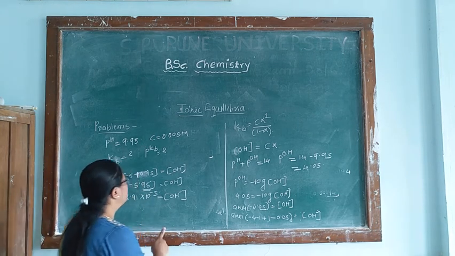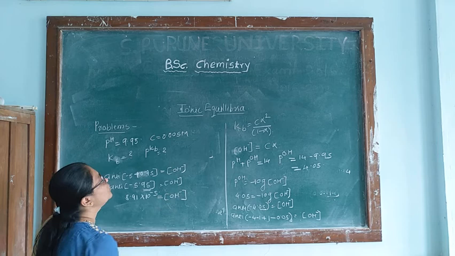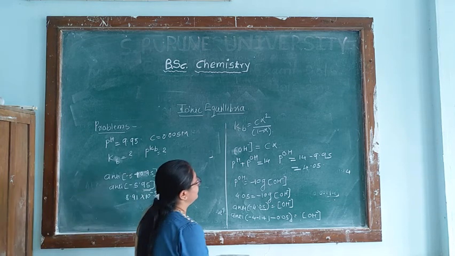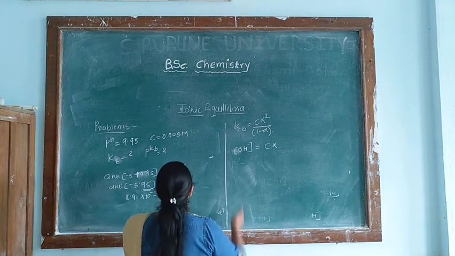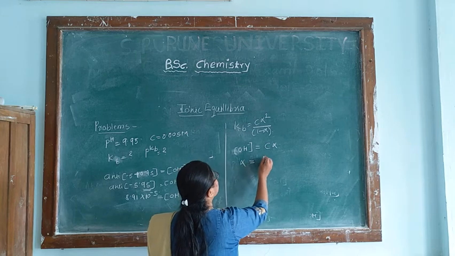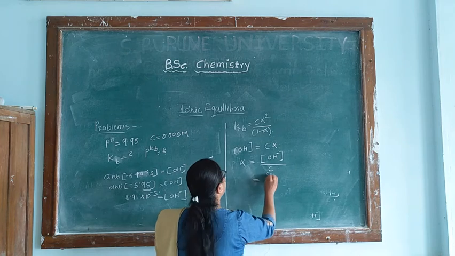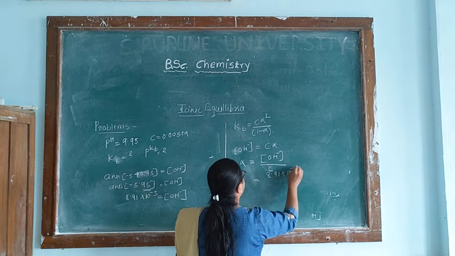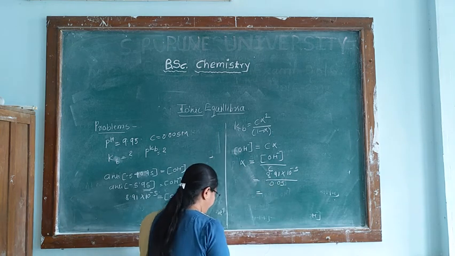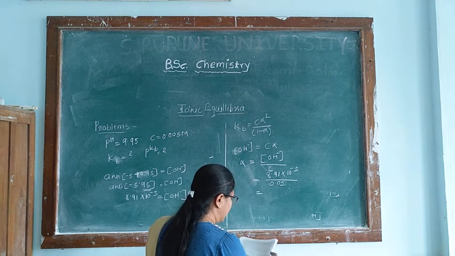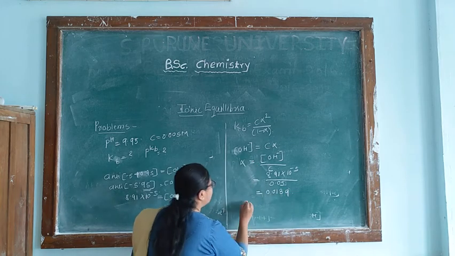Now you know the concentration of OH minus. Now you can calculate the alpha. To calculate alpha, what we can do is, you know OH minus concentration, so alpha is equal to OH minus concentration divided by concentration. So 8.91 into 10 to the power -5 divided by concentration 0.05. So alpha comes out to be 0.0139.